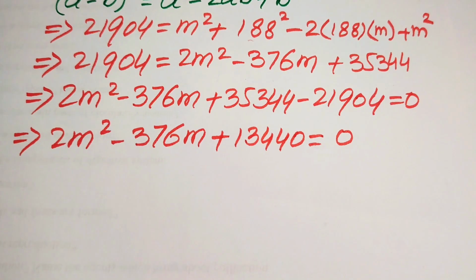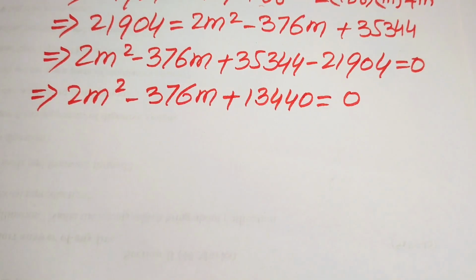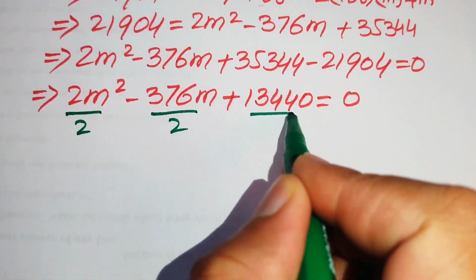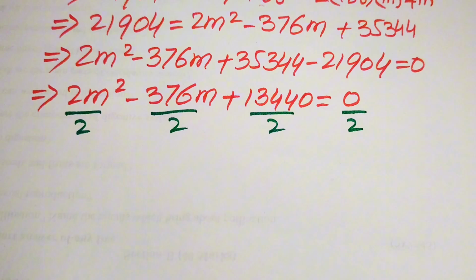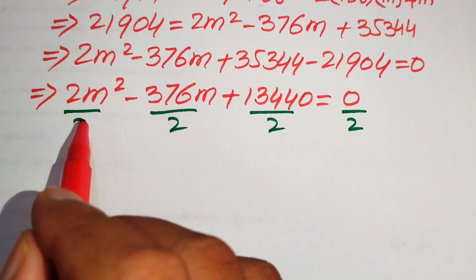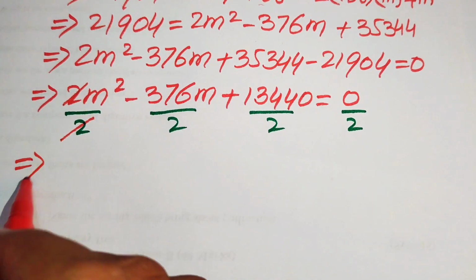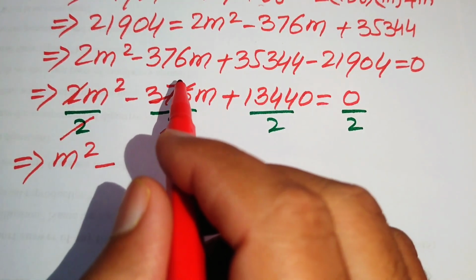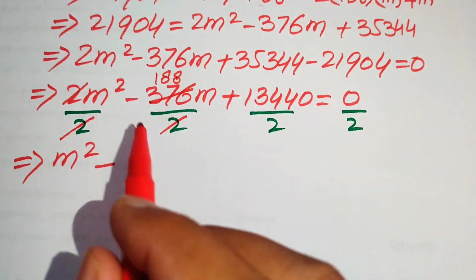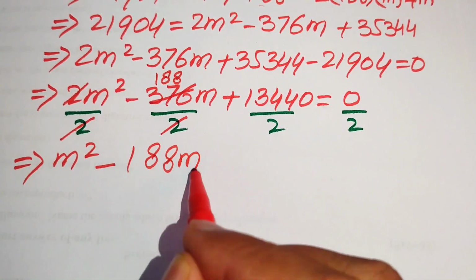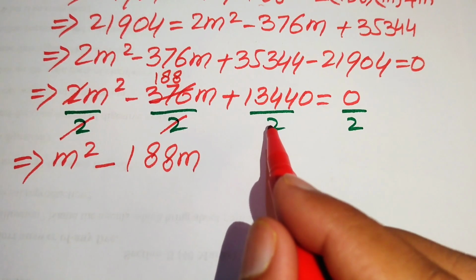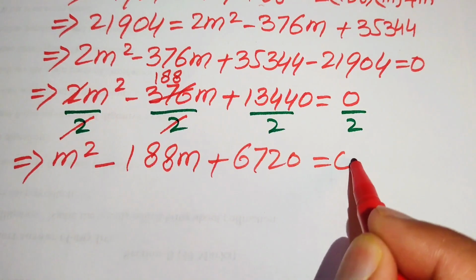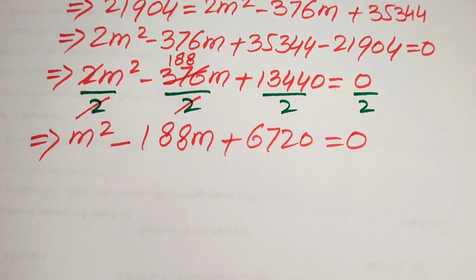So now in the next step, here we need to divide each side by 2, so we just divide both of the sides by 2 in this form. Now when we divide by 2, this 2 is cancelled out by this 2, and here we just obtain m square minus 188m. When you divide this term by 2, it will be written as 6720, and this whole equals 0, because 0 over something is equal to 0.